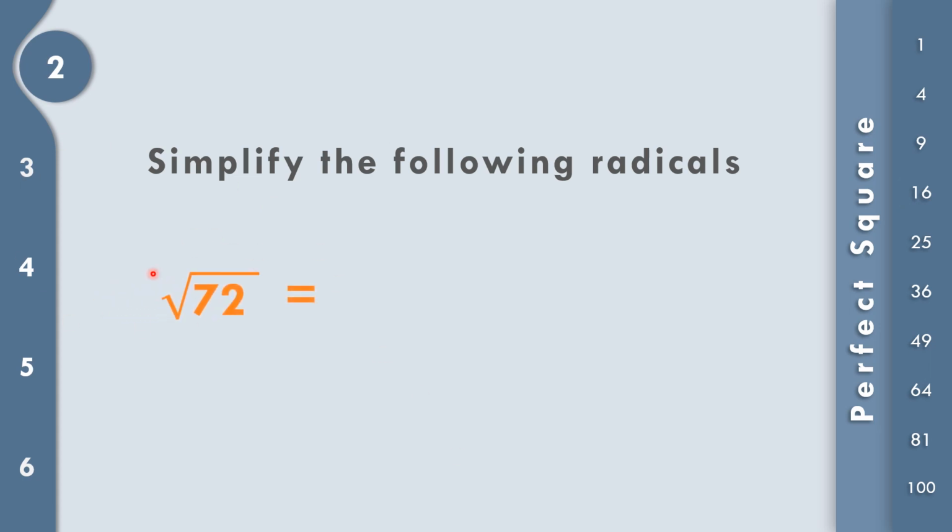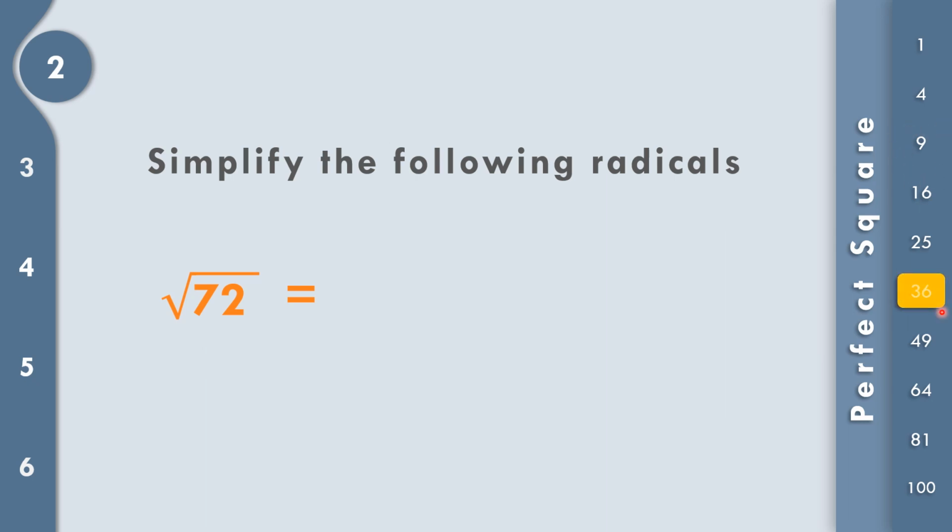How about number 2? Square root of 72. Think of a factor of 72 having a perfect square. So that is 9 times 8. 9 times 8, 9 is a perfect square, correct, times 8, the answer is 72. But then 9 is not the highest perfect square. Think again of a factor of 72 having a perfect square, higher than the perfect square of 9.